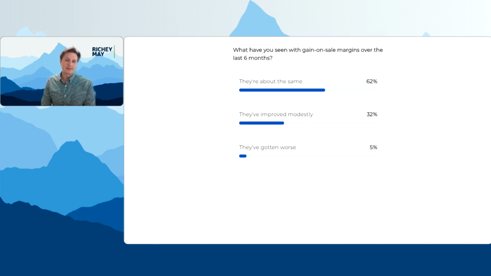Okay. So this looks about right to me. So 2/3 of the audience is saying they're about the same. And then we've got 1/3, or maybe a little less than 1/3, saying that they've improved modestly. And then a small minority say that they've gotten worse. So this is in line with what I think I've seen in 2024, and hopefully this holds throughout 2025 as well, as you've got to have good margins to maintain profitability.